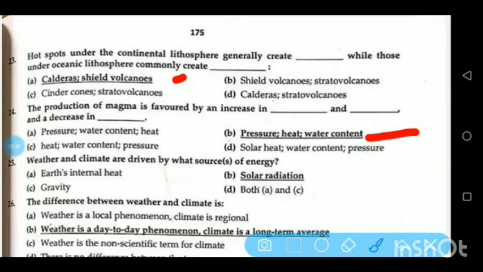Weather and climate are driven by what source of energy? Solar radiation. The difference between weather and climate is: weather is a day-to-day phenomenon, while climate is a long-term average.